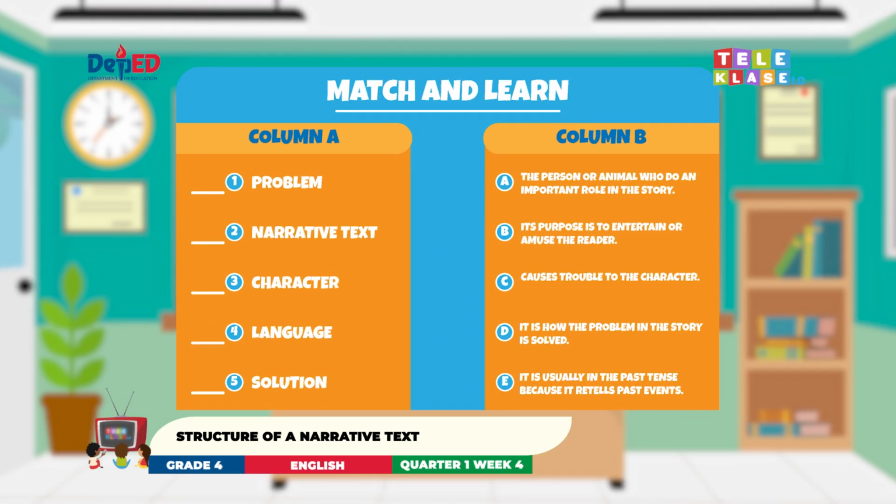For number 1, we have problem. Number 2 is narrative text. Number 3 is character. 4 is language. And number 5 is solution. Again, you may choose from column B the appropriate definition for these words. You may begin your activity now.